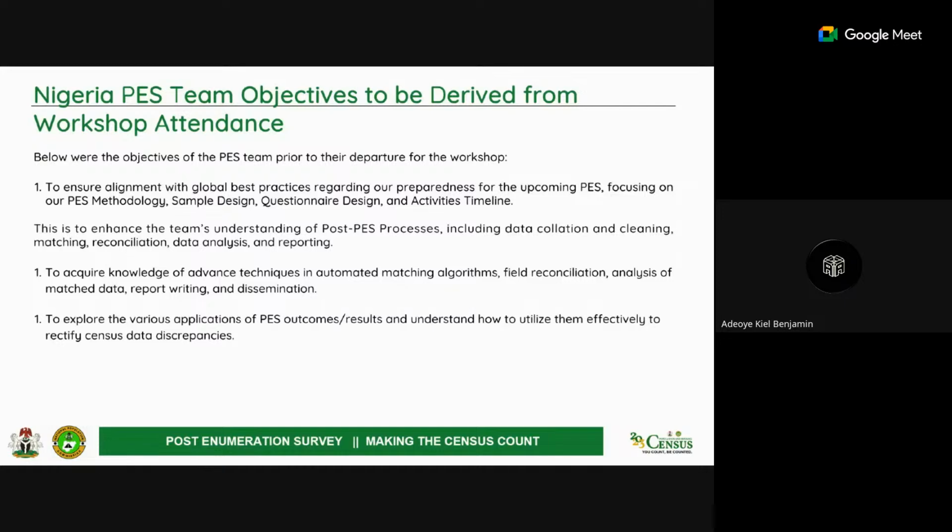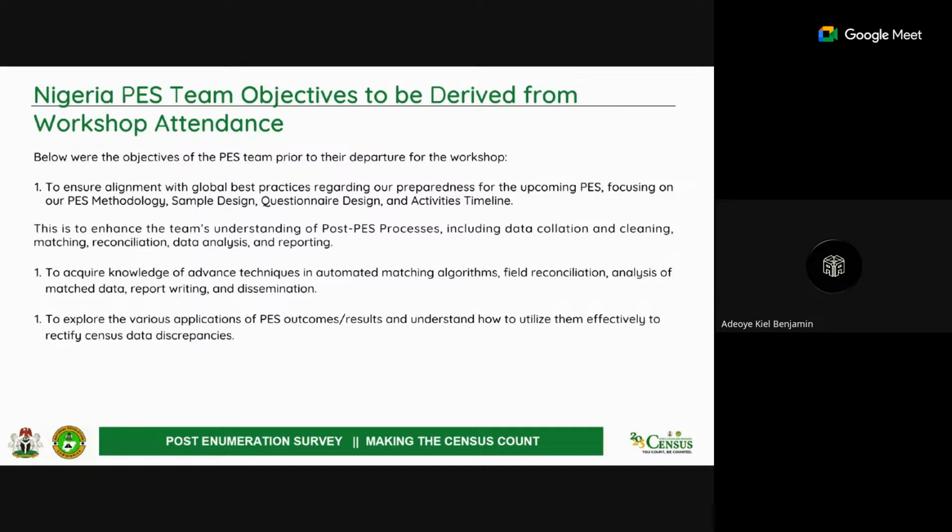To ensure alignment with global best practice regarding our preparedness for the upcoming PES. You know, we had already prepared last year. We had done things, we had done a trial PES. No other country apart from Ethiopia had done one in 2017. We never did a census at that time. So how prepared were we? Have we put ourselves in check that we are following best practices and that we are in line? So focusing on our PES methodology, sample design, and questionnaire design, those are the things that we wanted to check. This is what it is.